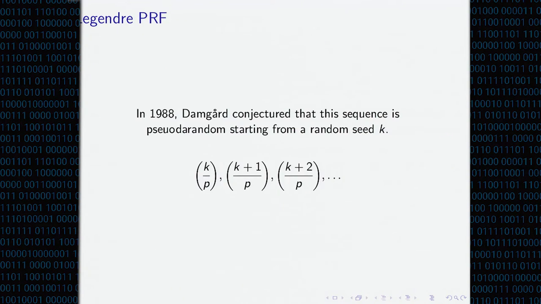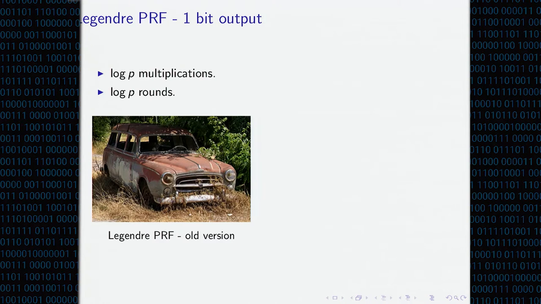Okay, but the other PRF we have looked at is the Legendre PRF. So in 1988, Damgård conjectured that this sequence is random, starting from a random k. So if we start from a random k and we compute the Legendre symbol of k, k plus 1, and so on, this should be random. So this doesn't look like a really good idea to evaluate in MPC. For 1-bit output, we have to compute log p multiplications and log p rounds. So that's quite a lot for a single bit.